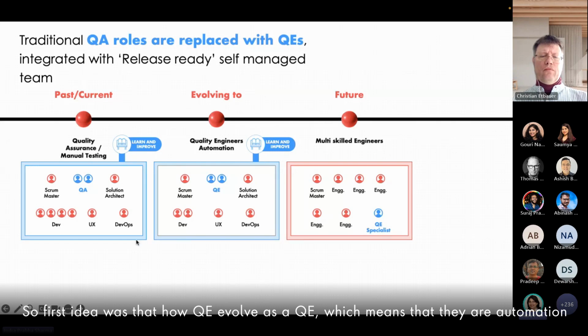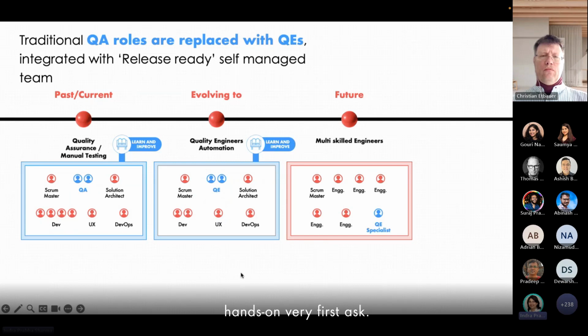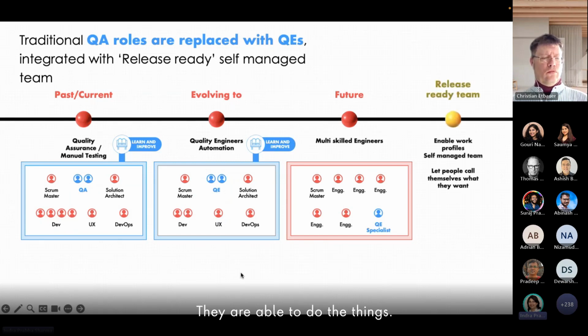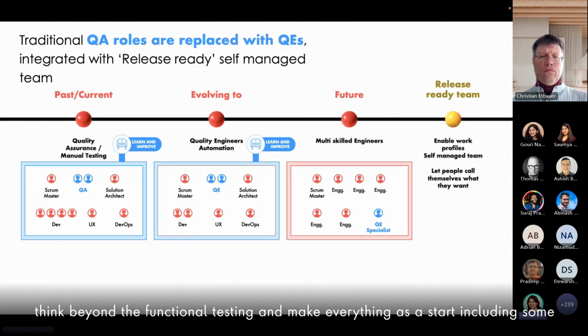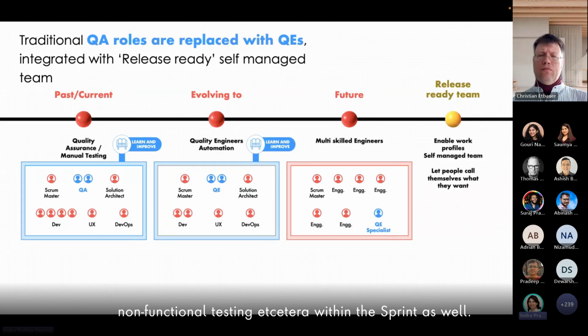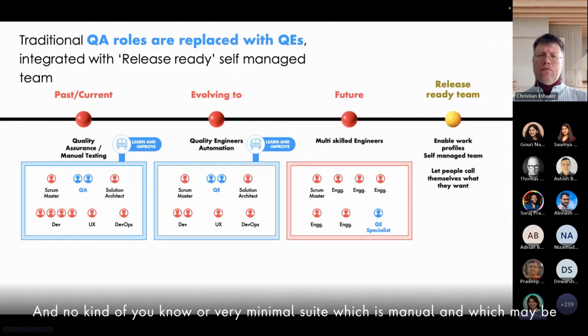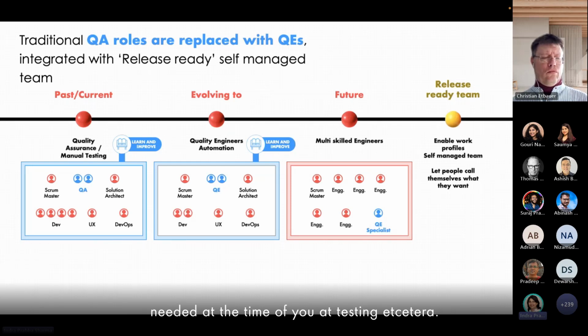So the first idea was how QA evolved as a QE, which means they are automation hands-on. Very first ask, they are able to do the things. And they are able to do progressive automation, think beyond functional testing and make everything a start, including some non-functional testing within the sprint as well. And there is no, or very minimal, manual suite, which may be needed at the time of UI testing, etc. And then we say that everyone should be multi-skilled.